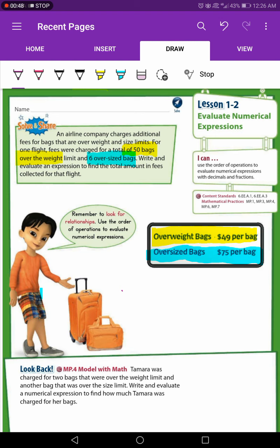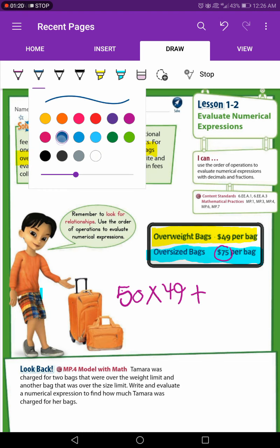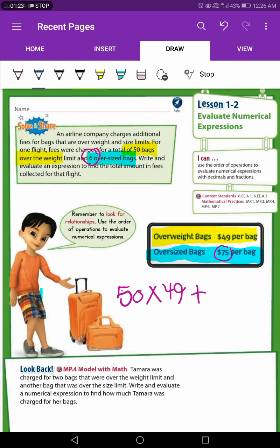As the example said, 50 bags overweight, and the cost for the overweight is $49 per bag. So 50 multiplied by 49. Plus the fees of the oversize, 75, and the number of bags is 6, so 6 multiplied by 75.